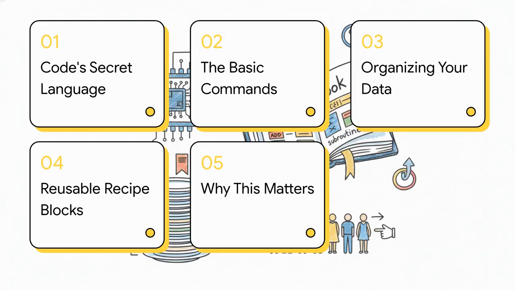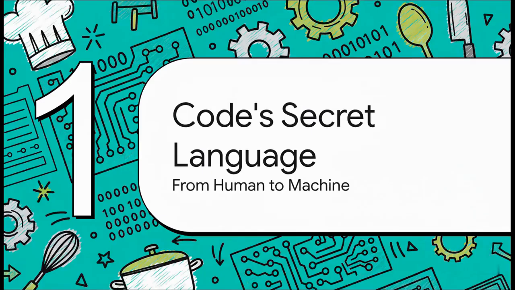So here's our plan for this tour. First, we're going to learn the secret language of the machine. Then we'll look at the basic commands, the actual verbs of that language. After that, we'll see how the computer organizes all its data. Think of it as kitchen management. Then a really cool trick, creating reusable recipes. And finally, we'll talk about why knowing all this is going to be a game changer for you. Ready? Let's begin.